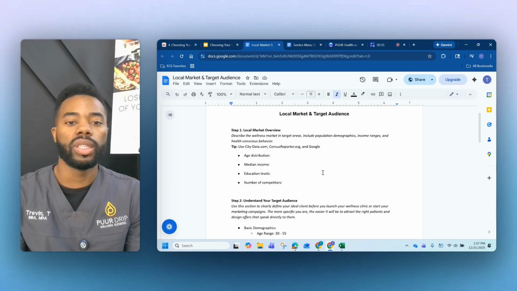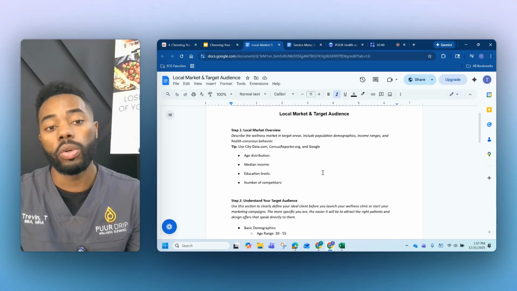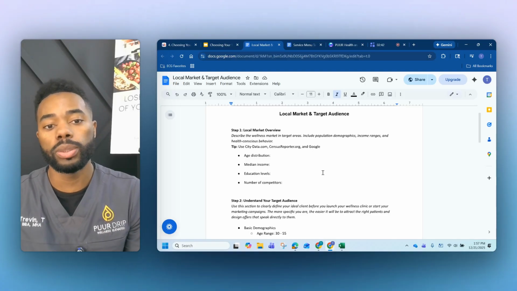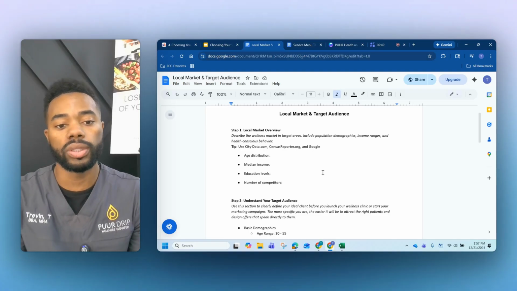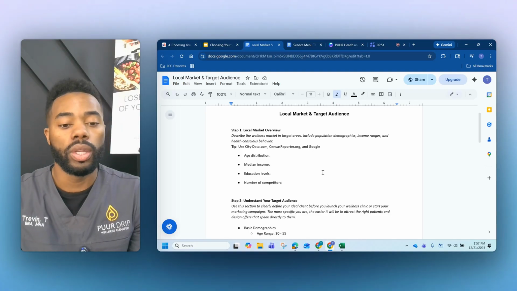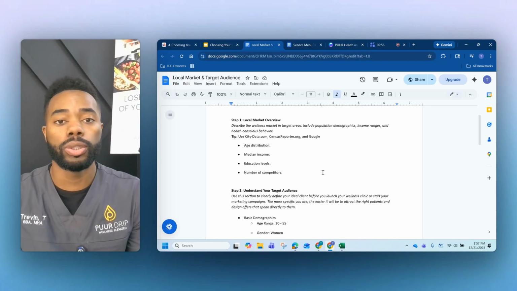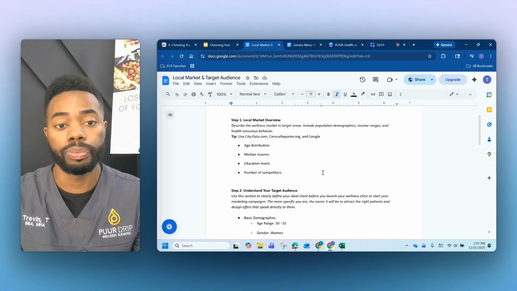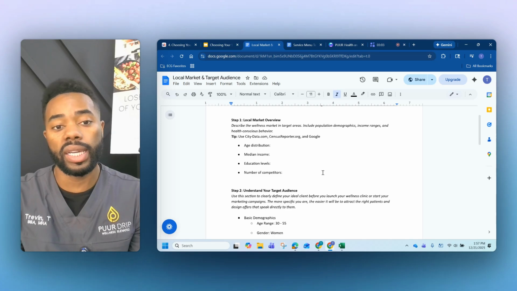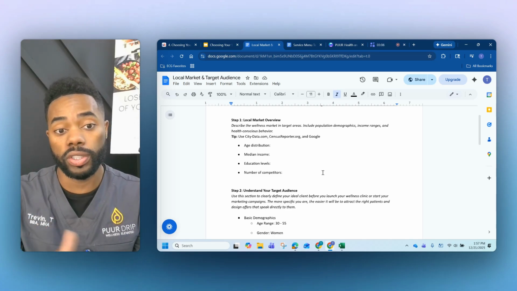In order to do this, using this template, you can get a good sense of that. Step one is your local market overview. You want to describe the wellness market and target areas near you, including the population demographics, the income ranges, and the health conscious behaviors. As we go through this, you will see how we do that. First and foremost is getting an understanding around age distribution, median income, education levels, and the number of competitors around you. You can use things like citydata.com and Census Reporter or just regular old Google to get these demographics for your area.